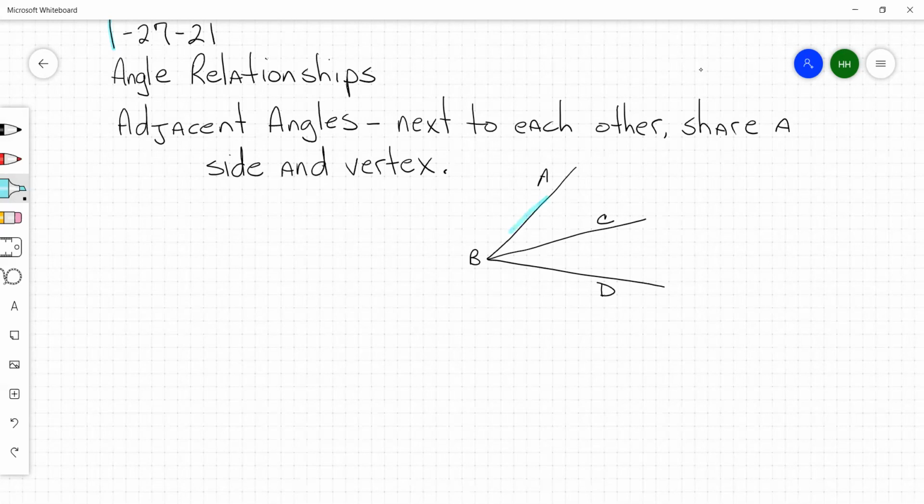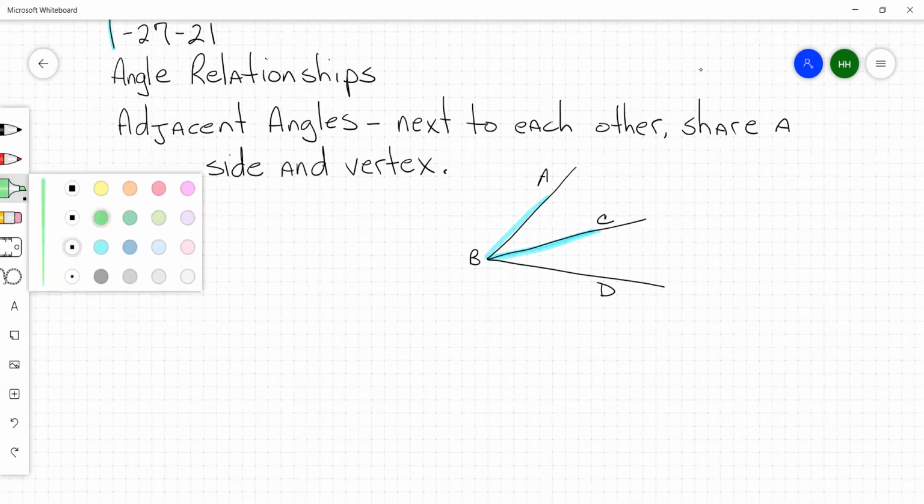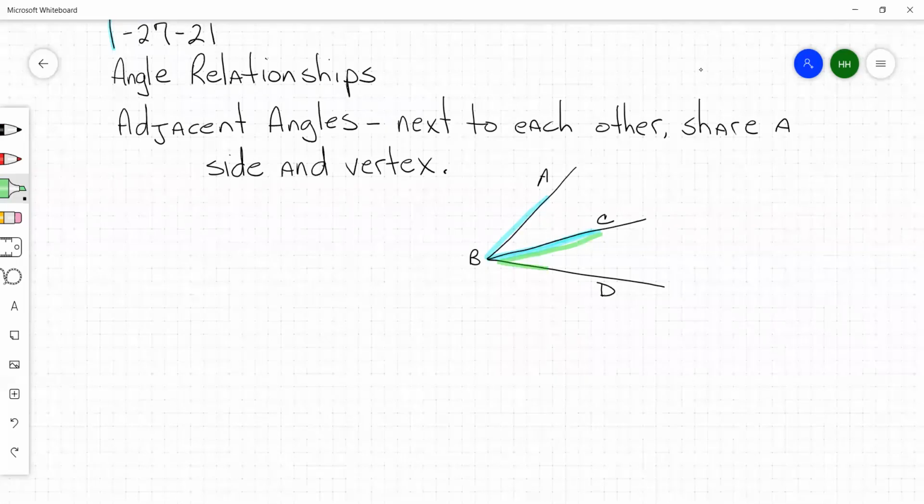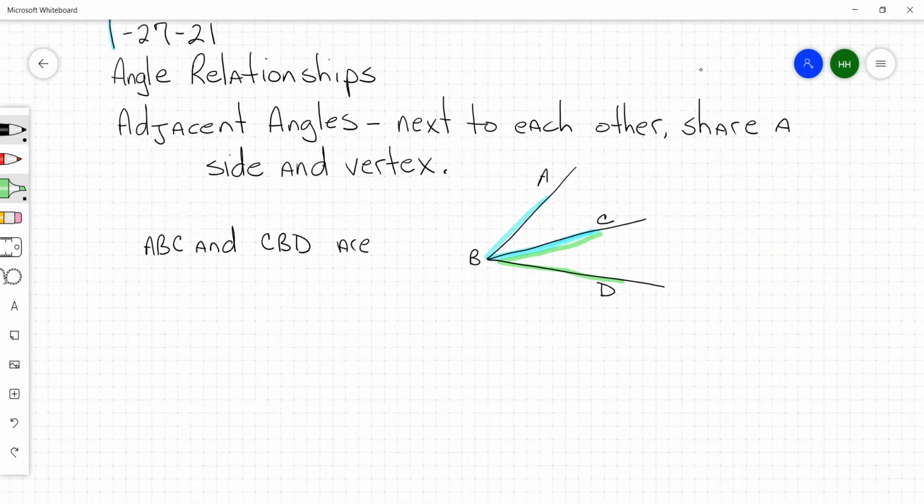Angle ABC and angle CBD are adjacent. ABC and CBD are adjacent.